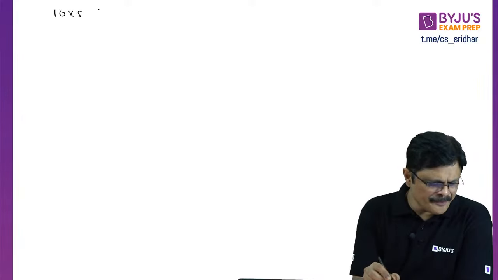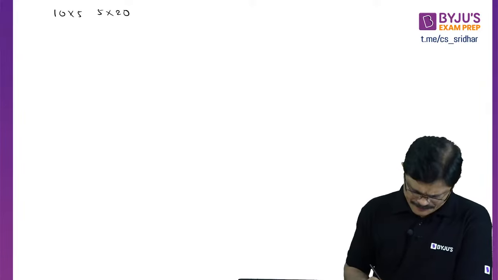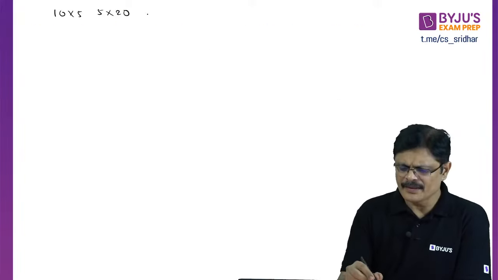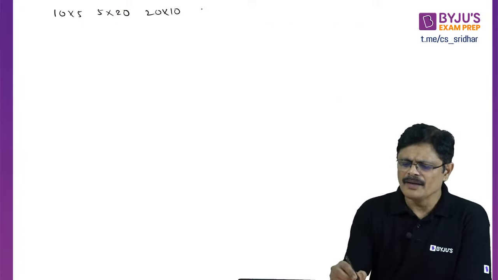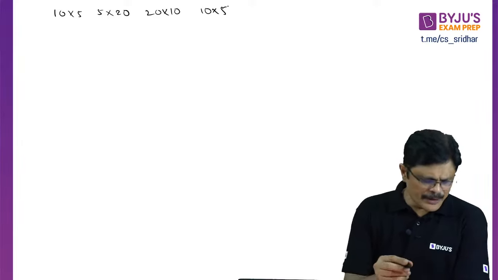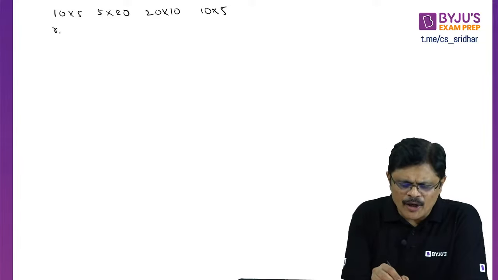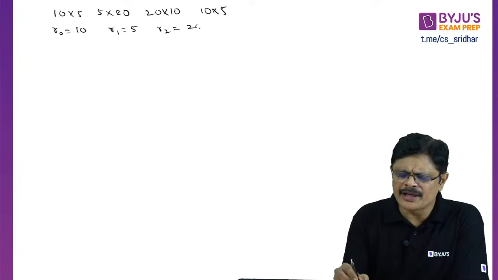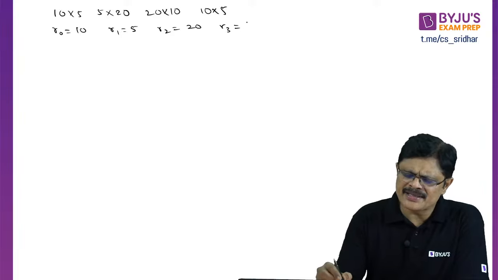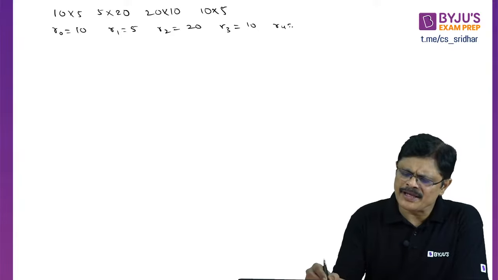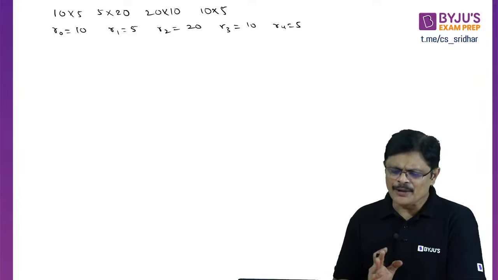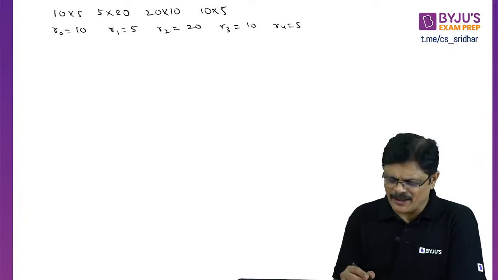10 by 5, 5 by 20, 20 by 10, and 10 by 5. See, we actually start this from R0. R0 is 10, R1 is 5, R2 is 20, R3 is 10 and R4 is 5. So these are the numbers we write down, and I'll tell you how quickly you can calculate, my dear friends.